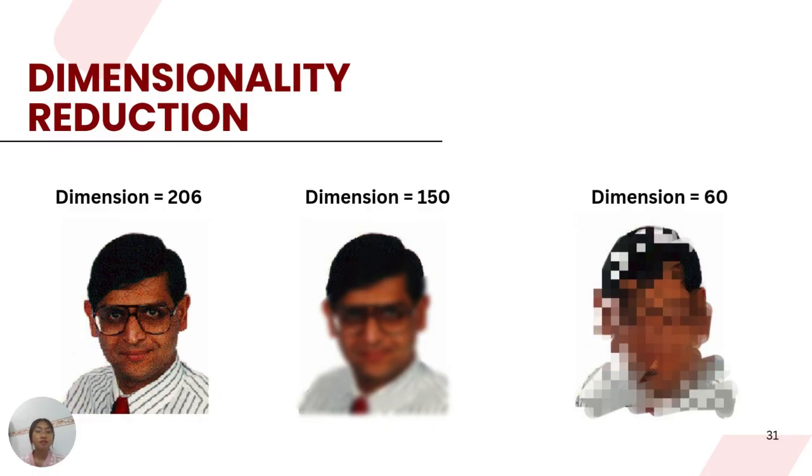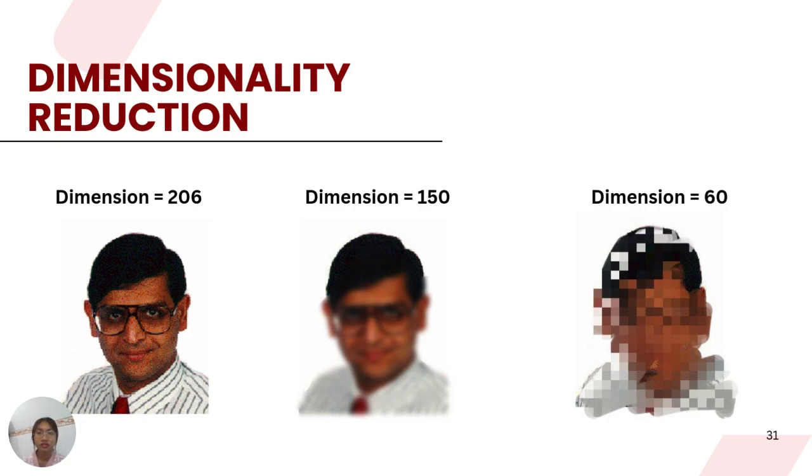This is the example of dimensionality reduction. In the first image, you can see that it has a higher dimension, which is 206. We can see the image looks really sharp and recognizable. But if we decrease the dimension to 150, the image becomes blurred, but we can still recognize that this is a person. At a much lower dimension, which is 60, we don't even know whether this is a person or a thing, a fruit, because the fine information is already lost.